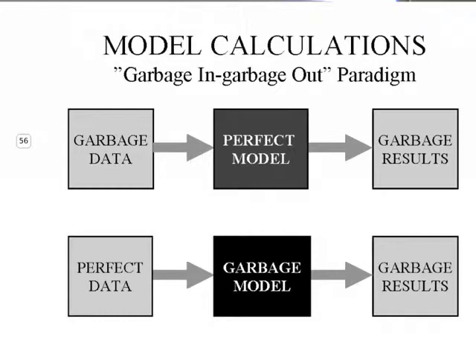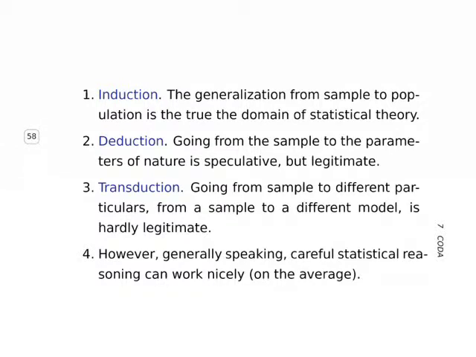So, if I summarize what I wanted to say: induction, which is a generalization from sample to population, is the true domain of statistical theory. Deduction, which is going from sample to parameters of nature, is speculative, but legitimate. Transduction, going from the sample to different particulars, from sample to a different model, is hardly legitimate. However, to be positive, generally speaking, careful statistical reasoning can work nicely on the average and not in particular.